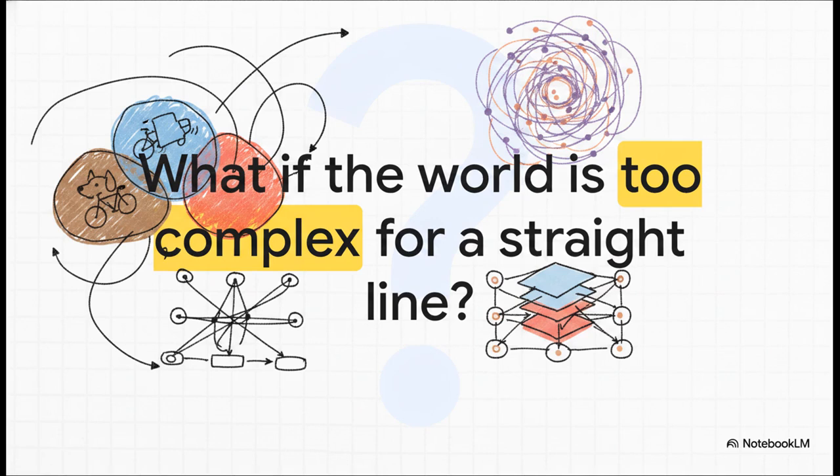But guys, that leaves us with a pretty massive cliffhanger. What happens when the real world is just way too complex to be separated by a single straight line? Because let's be real here, most real-world data, like trying to distinguish between a dog, a bicycle, and a truck all in the same frame, is messy. It overlaps in highly complicated ways. This exact fundamental limitation of the basic perceptron is what forced researchers to get creative and develop complex, multi-layered deep neural networks. It is such a fascinating leap from basic math to the incredibly advanced AI we see today.